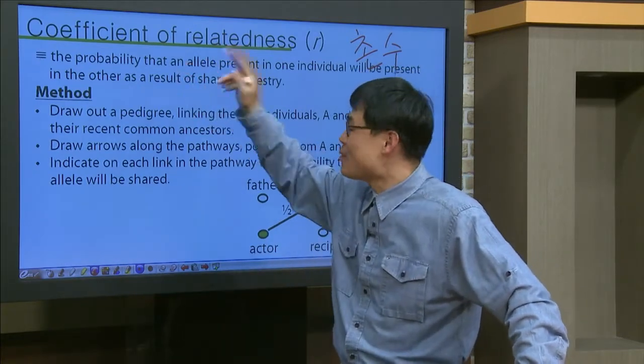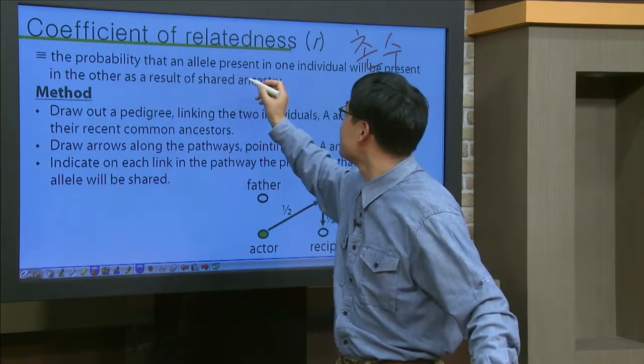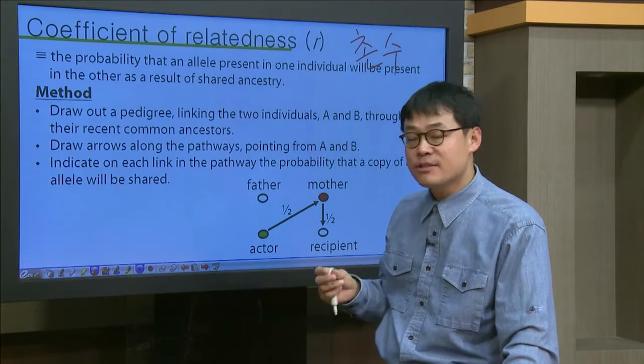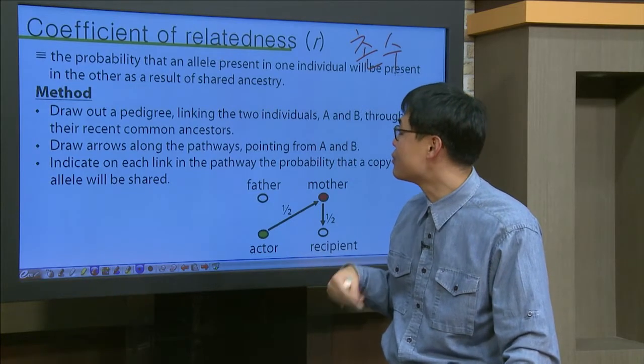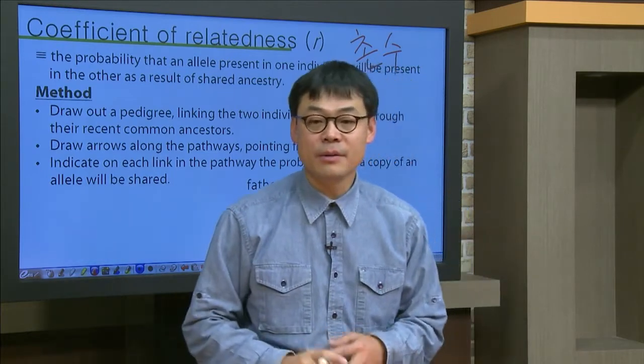That's basically this one, the coefficient of relatedness. That's the probability that an allele present in one individual will be present in the other as a result of the shared ancestry. Okay, so let's think about it for a while.